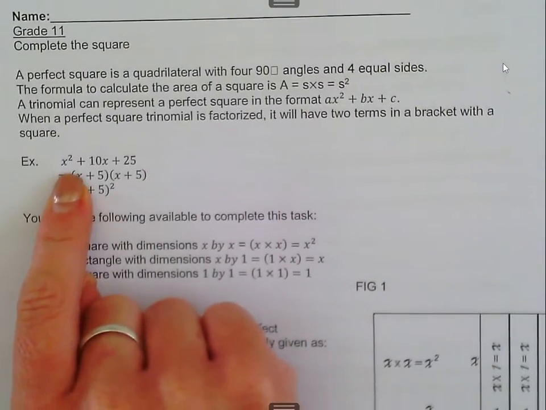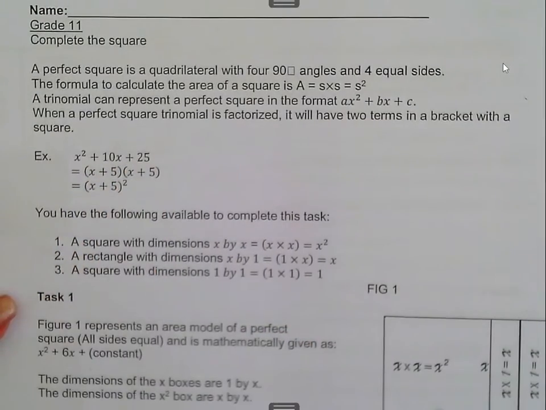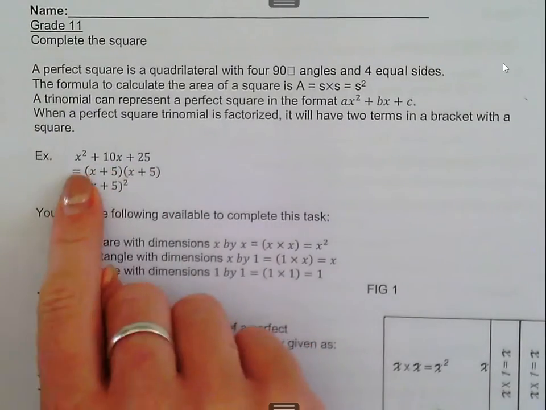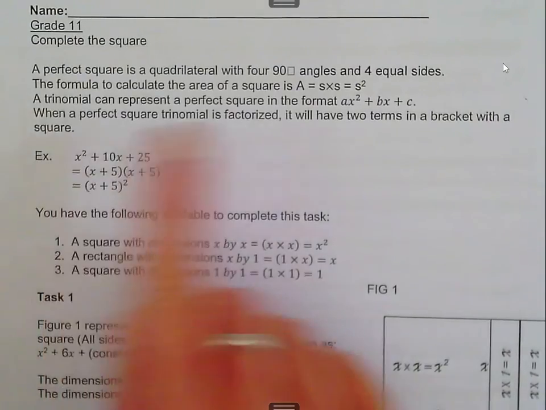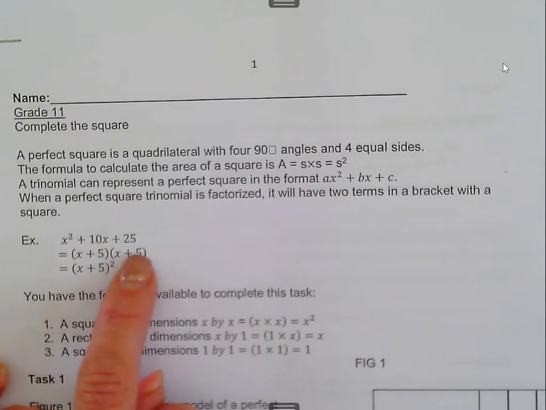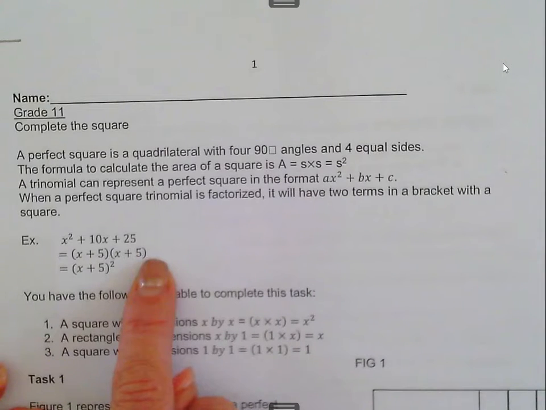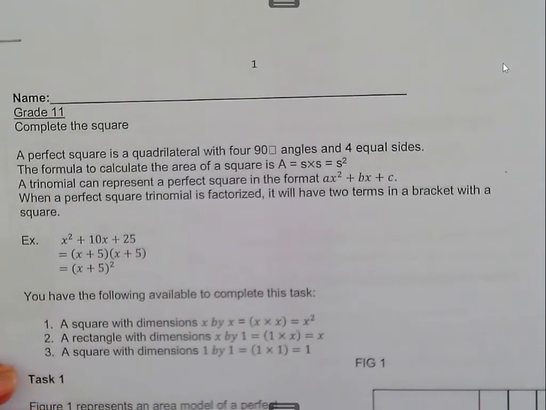So if you look at x squared plus 10x plus 25, if you factorize it, you get two brackets that are the same. Do you remember we just said we know this area is calculated side by side, which is side squared. Okay, you got that?